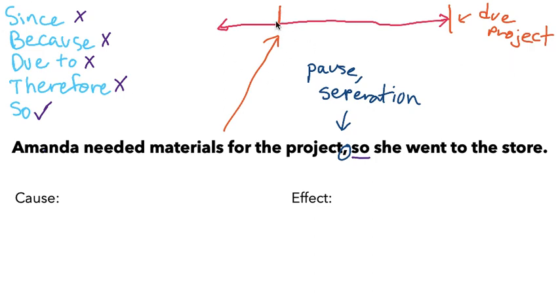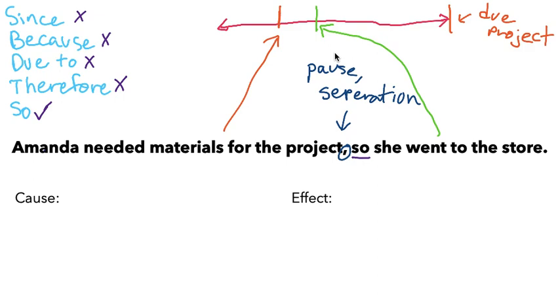In between this line right here and this line at the end, when would she go to the store? We know that she would go to the store after she needed materials. Actually, it would probably be earlier. It probably is more like here, right after she found out that she needed materials.